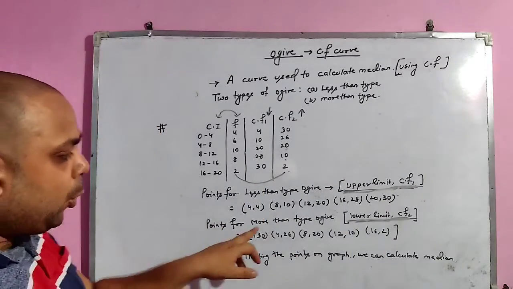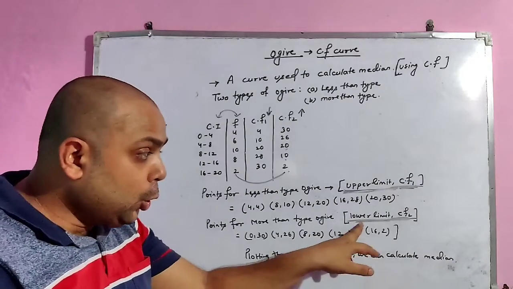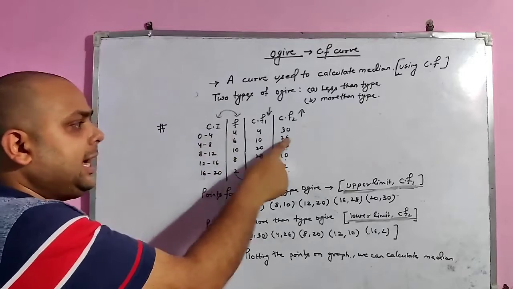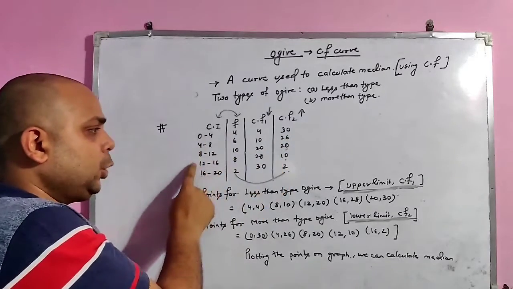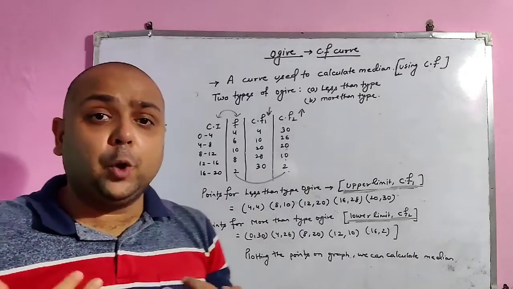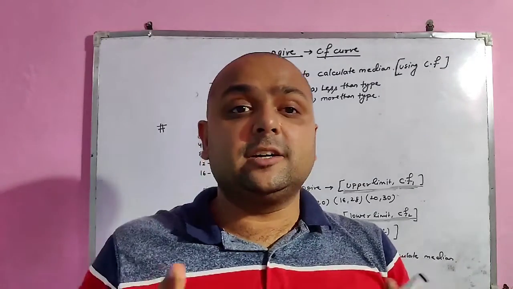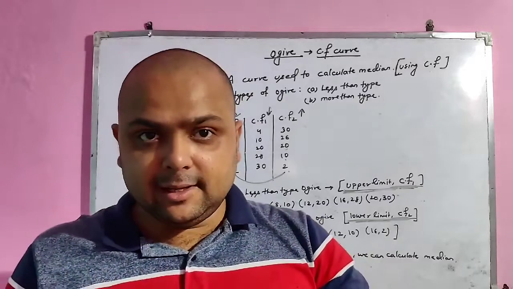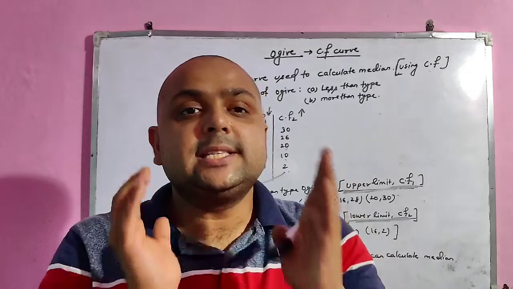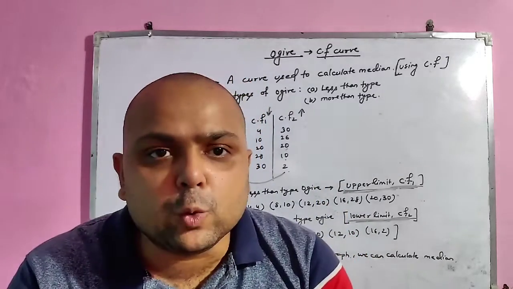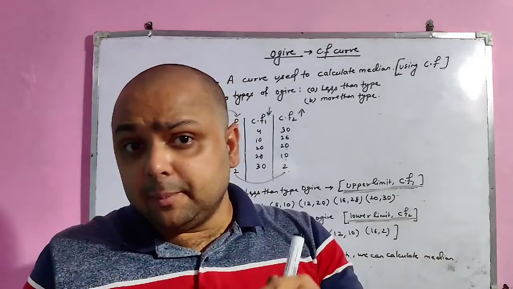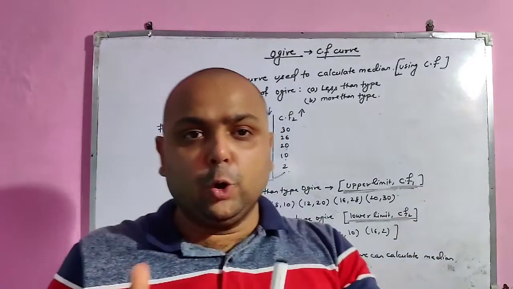Similarly, for more than type, the formula is lower limit and CF2. That is 0 and 30, 4 and 26, 8 and 20, 12 and 10, 16 and 2. So these are the points which we need to plot on the graph to find the curve and to find the median. The most important thing here is to understand CF1 and CF2. CF1 means summing up the frequencies from the first term, and CF2 means summing up the frequencies from the last term. I hope you all understand this.